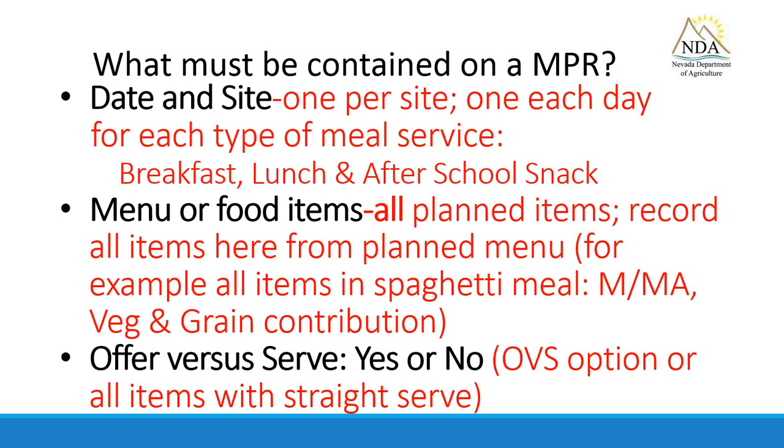You also need to record all the menu or food items that you've planned for the day. So you would record all the items here in this section from the planned menu. For example, if you were offering a spaghetti meal, you may be listing spaghetti, the meat sauce, under the meat alternate section, the vegetable section, and also a grain contribution, all with this one item. Offer versus serve must be listed yes or no. So you would need to indicate if that's an option for your site or your district, or if you are serving all the items with a straight serve format.